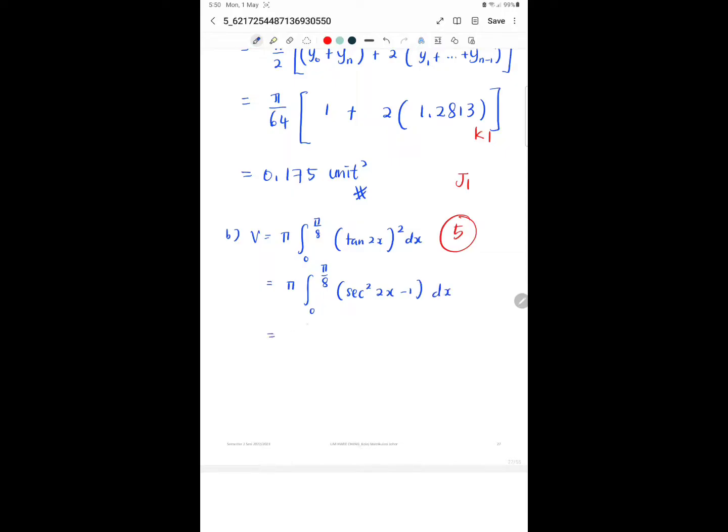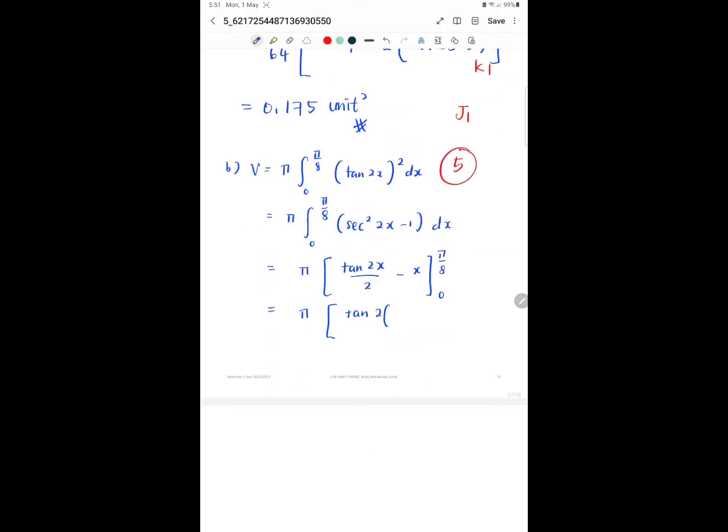So integrate secant square, we get tangent 2x over 2. Integrate 1, we get x, and then write down the limit. Now, substitute the limit. The final answer will be 0.337 unit cube.